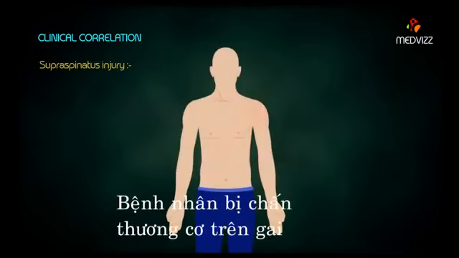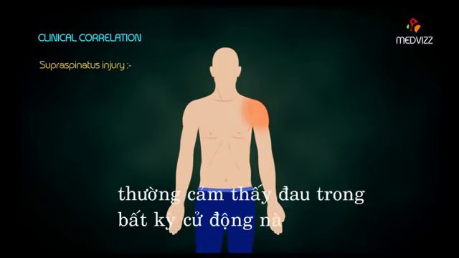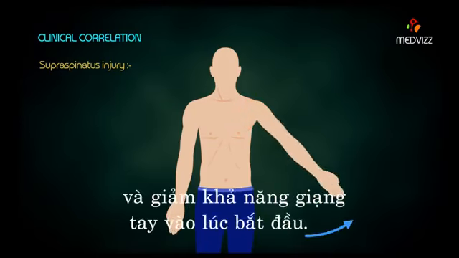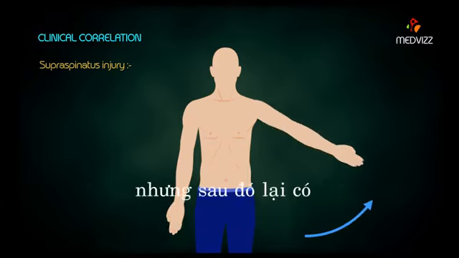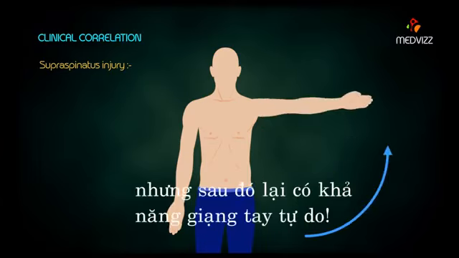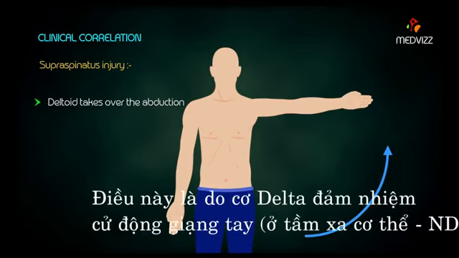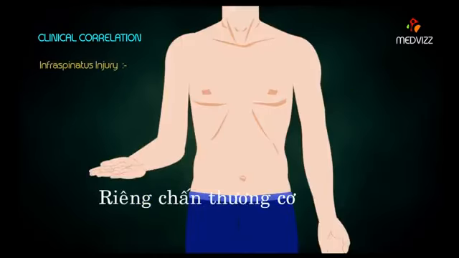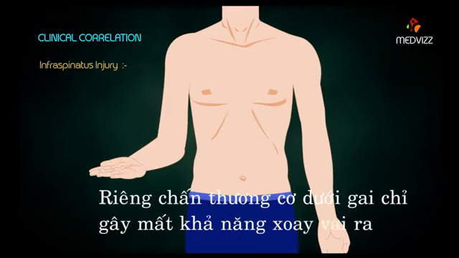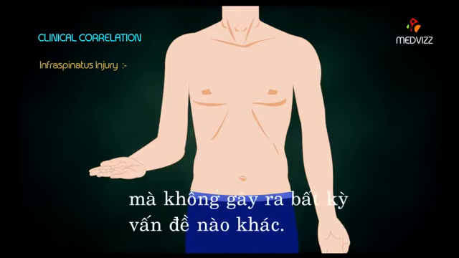A patient with supraspinatus injury usually presents with pain during any shoulder movement and inability to abduct the arm initially, but ability to abduct freely after. This is due to the fact that the deltoid takes over the abduction. Injury to the infraspinatus alone only produces inability to rotate the shoulder externally without any other problems.